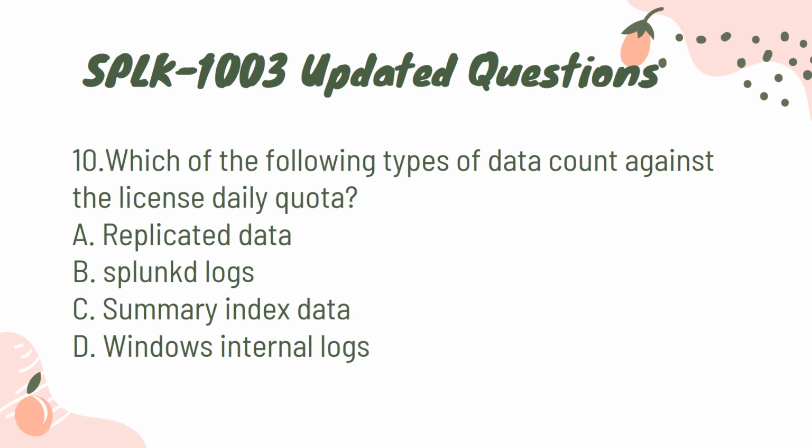10. Which of the following types of data count against the licensed daily quota? A. Replicated data. B. Splunked logs. C. Summary index data. D. Windows internal logs.